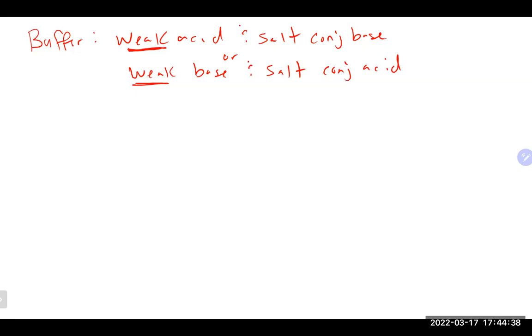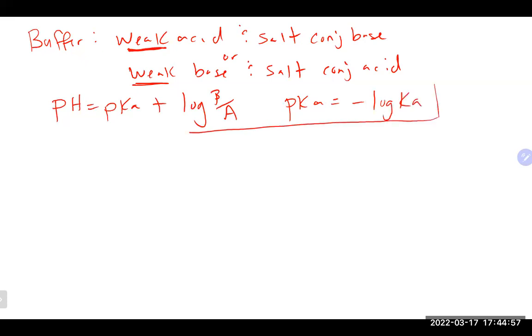There is an equation that goes with this and really goes with common ion, and that is the Henderson-Hasselbalch equation, which is the pH is equal to the pKa plus the log of the base over the acid, where the pKa is equal to minus the log of the Ka. As we talked about last time, this is the equation you should use always in a buffer situation. If you don't want to use the equation, you don't necessarily have to.